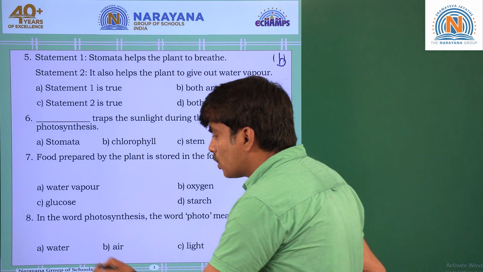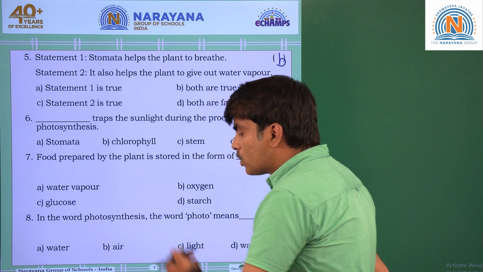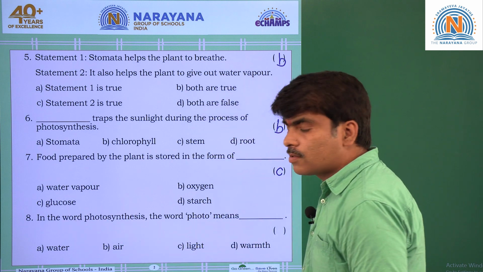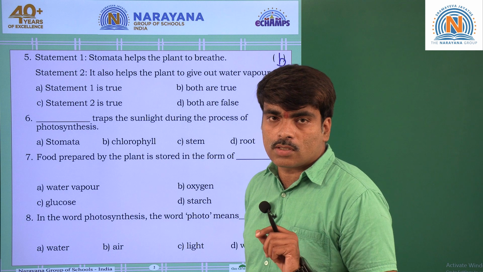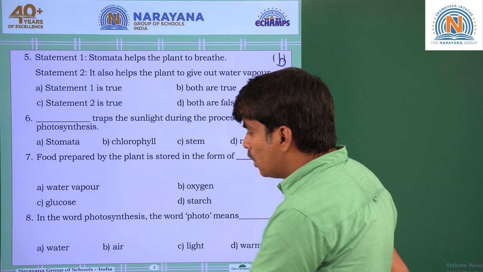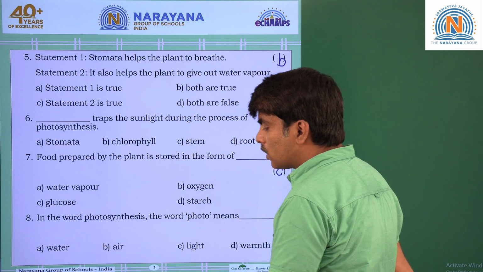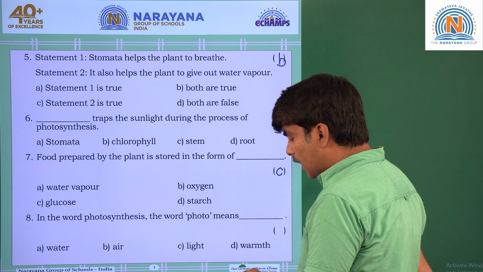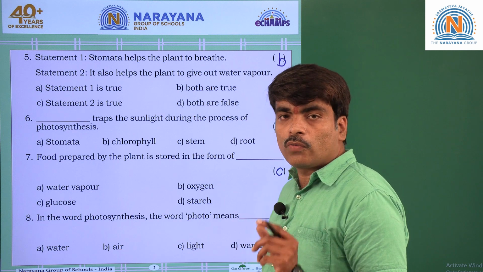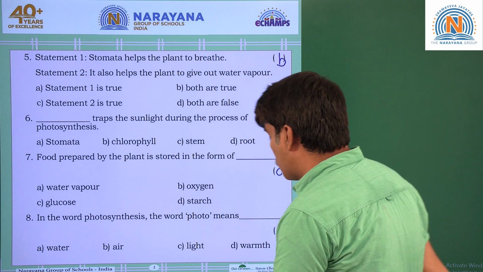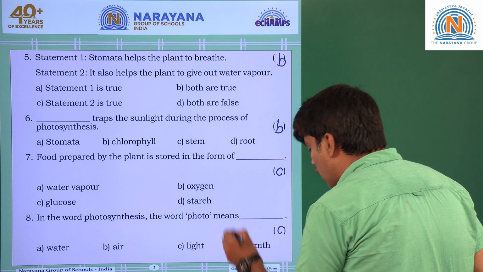Moving on to the eighth question. In the word photosynthesis, the word photo means, let us see the options. A. Water, B. Air, C. Light, D. Warmth. Photo means light. Option C is our answer.